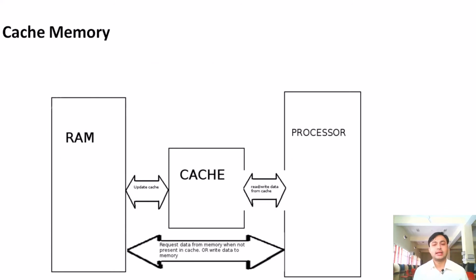So you can see the connection here: the processor, and on the left side you can see RAM, and before that there is a cache memory. The processor first accesses the data from the cache memory. If there is no data, then it will access it from the RAM. So the most frequently used data by the CPU is stored in cache memory so that the average data access time is reduced.